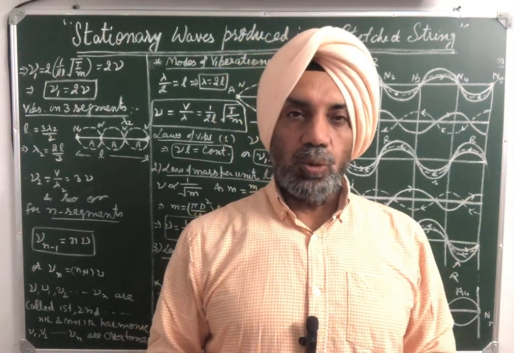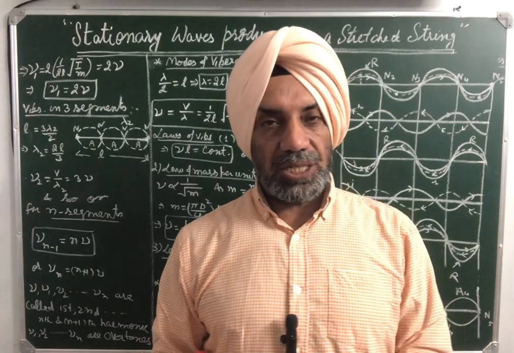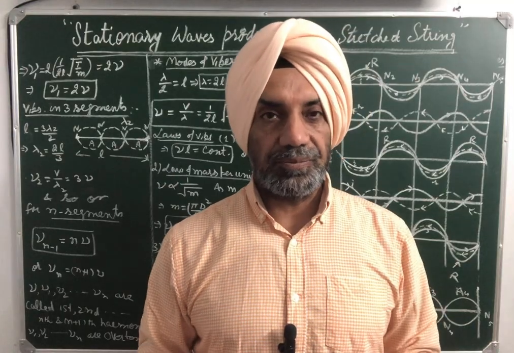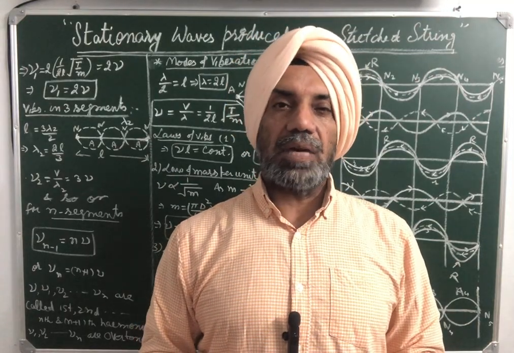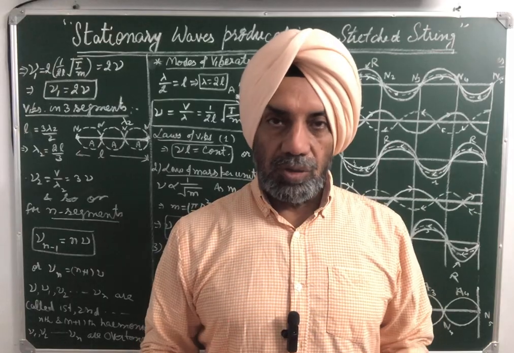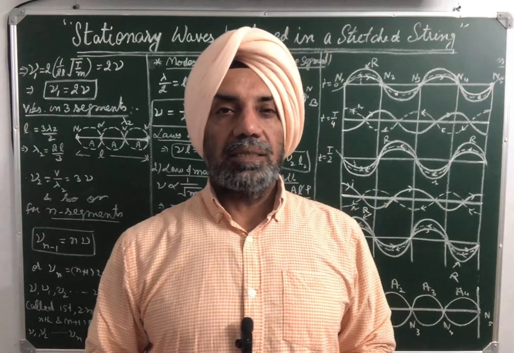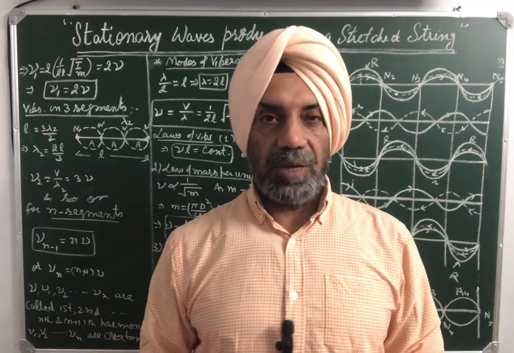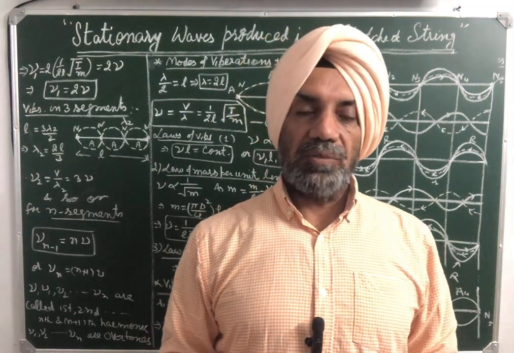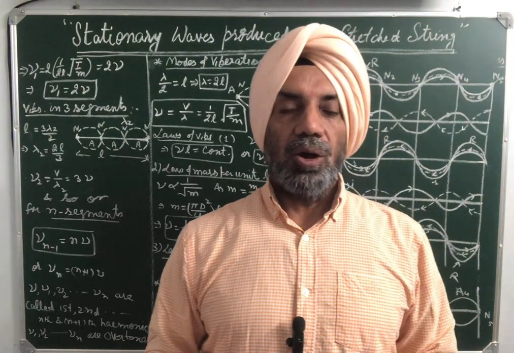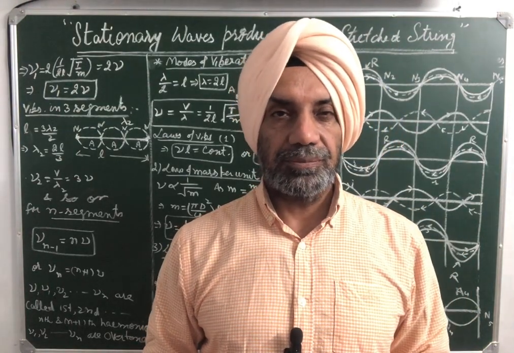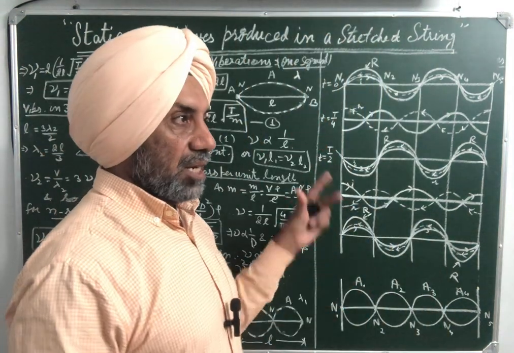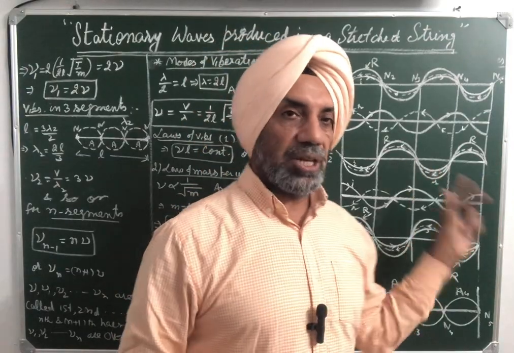If the two interfering waves are transverse in nature, the stationary waves so produced are called transverse stationary waves. And if the interfering waves are longitudinal in nature, then the stationary waves so produced are known as longitudinal stationary waves. For example, stationary waves or standing waves produced in organ pipes. In this video I am going to discuss stationary waves produced in a stretched string.